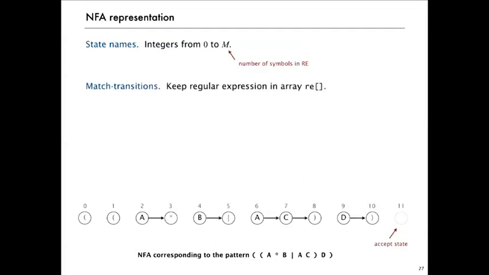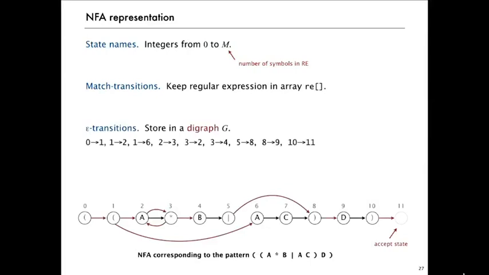And then we've got the match transitions. We'll just keep the regular expression in an array, and then for characters that are not meta characters, that are just characters from the alphabet, there's a match transition just to the next element, just add 1. So that's an implicit representation of the match transitions.